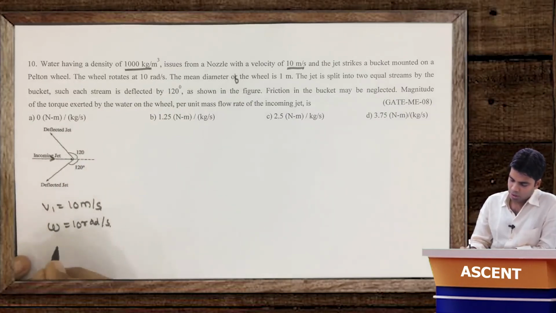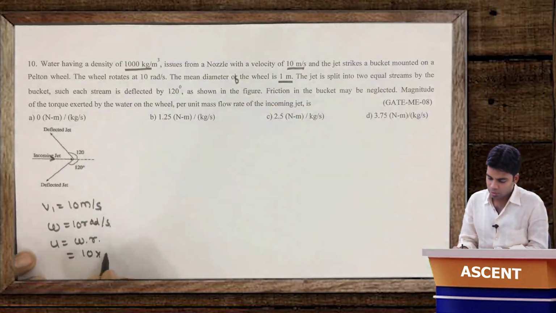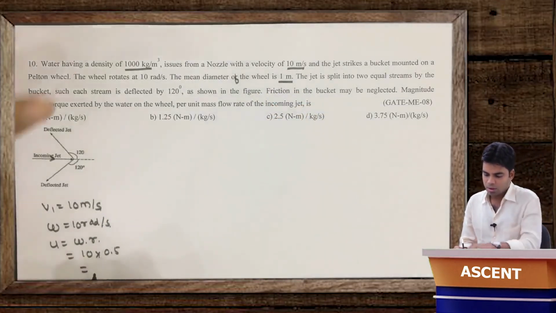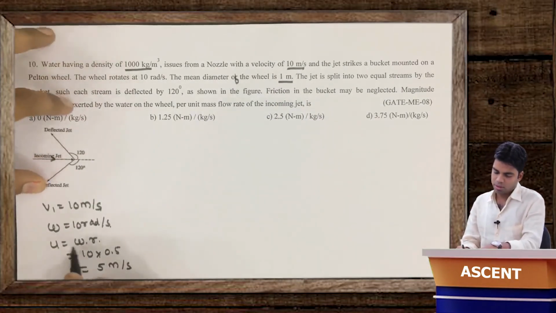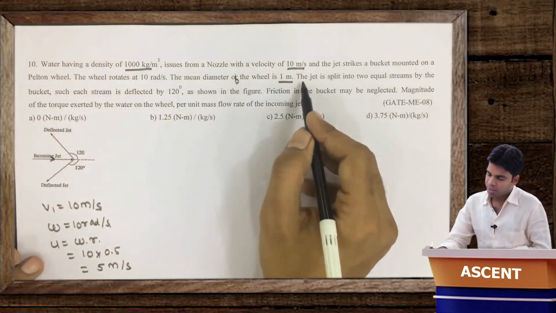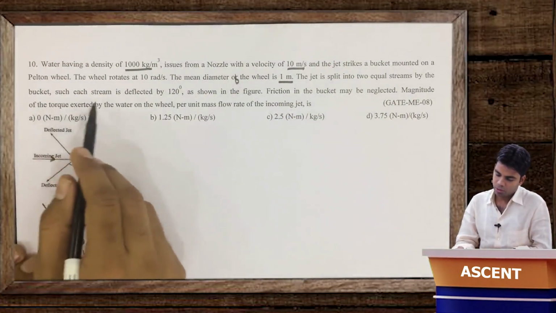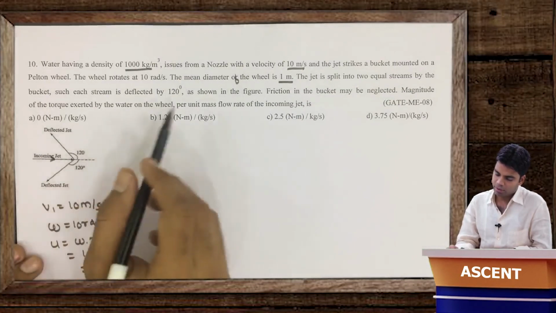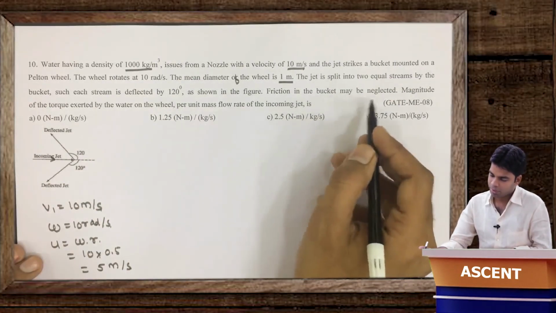Okay, and from this omega, obviously you can determine U is equal to omega into R. Okay, we will determine this. So this will be 10 into the diameter is given as 1 meter, so R is 0.5, so this will be equal to 10 into 0.5, which is equal to 5 meter per second. So from this omega and R we can determine this U. Second thing, now the jet is split into two equal streams by the bucket. So this jet is further split into two equal streams, and each stream is deflected by 120 degree as shown in figure. Okay, now the friction in the bucket may be neglected.